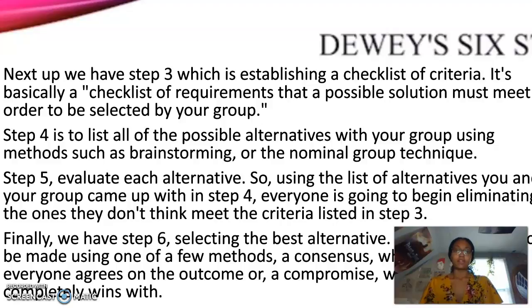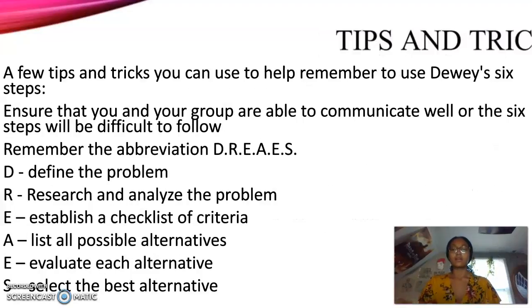And finally, we have step 6, which would be selecting the best alternative. The final decision can be made using one of a few methods: a consensus, which is where everyone agrees on the outcome, or a compromise, which no one technically wins with a compromise because somebody's giving up something, but not everything, just so that they can agree. That's usually used in time crunches, or if nobody can just agree. If you can't get your whole group to agree, that's when people would use a compromise rather than consensus. Might be easier.